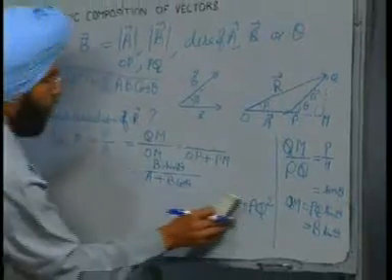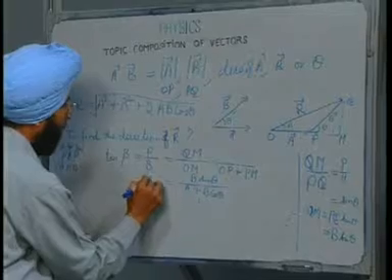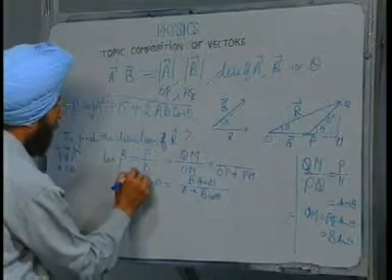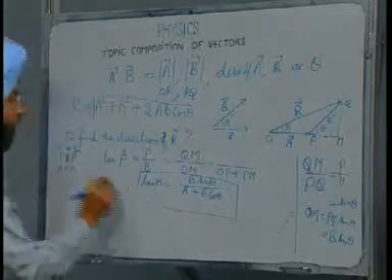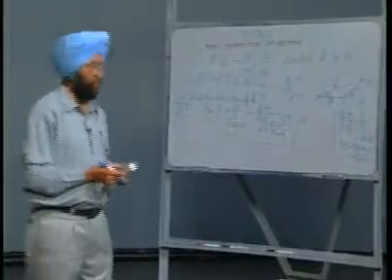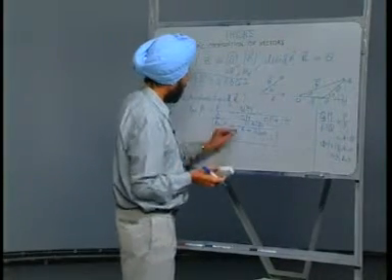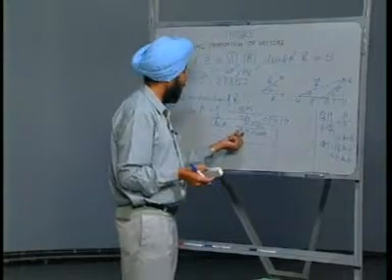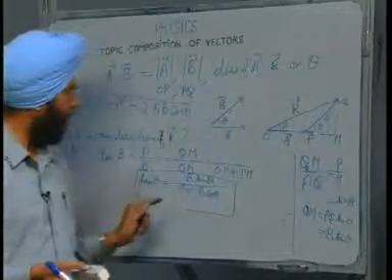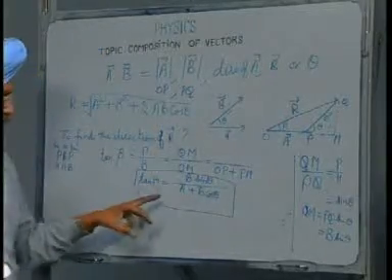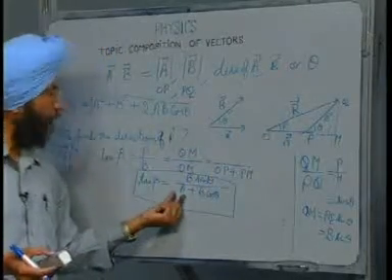Here we have to note this: tan beta is equal to B sin theta over A plus B cos theta. So, here we are using A vector. This is the vector with which angle beta is made. So, once we know which vector is here, that vector is to be written here.